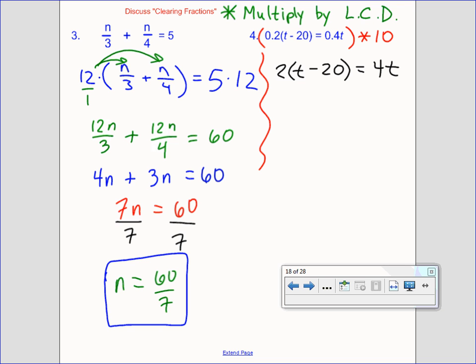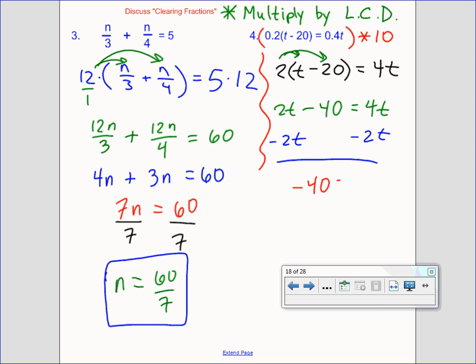And now it's the same as before. I'll distribute, get rid of the parentheses. I get 2 times t is 2t minus 2 times 20 is 40 equals 14. I'll subtract 2t from both sides. Then I'll get negative 40 equals 2t. Dividing both sides by 2.